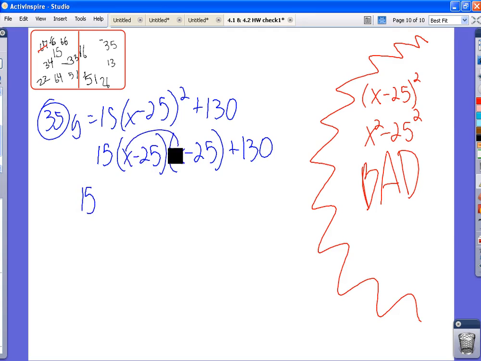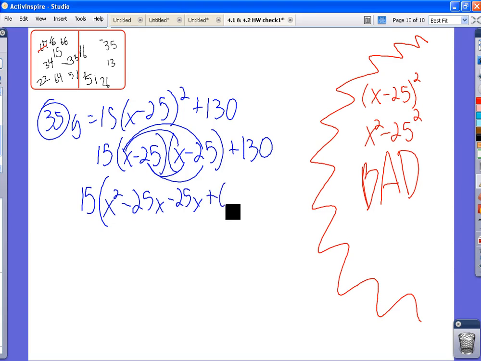So we're going to distribute the x to the x, x squared. Distribute the x to the negative 25, minus 25x. x has been distributed. It's all done. Now negative 25 gets distributed. That's 25 times 25. And then we'll add 130, but not before we multiply by 15, and not before we combine like terms.